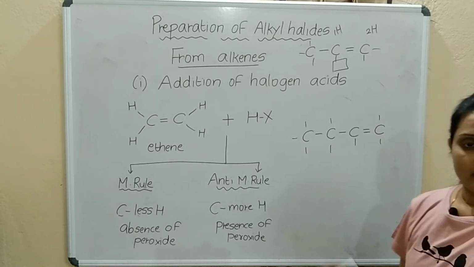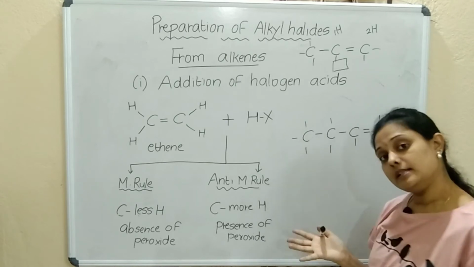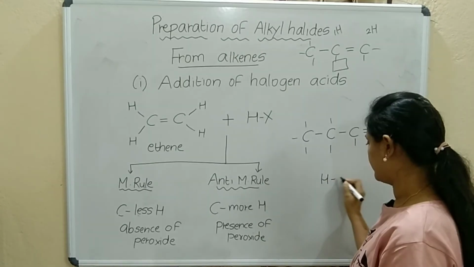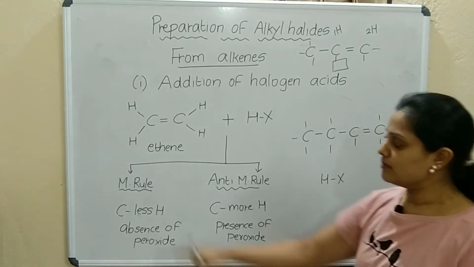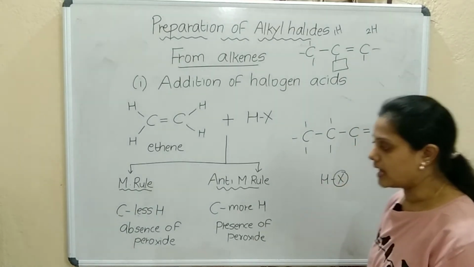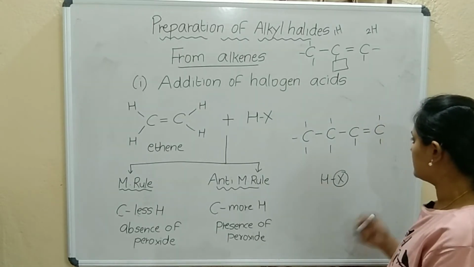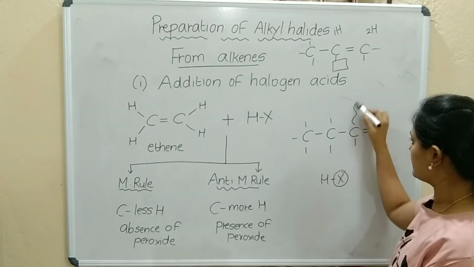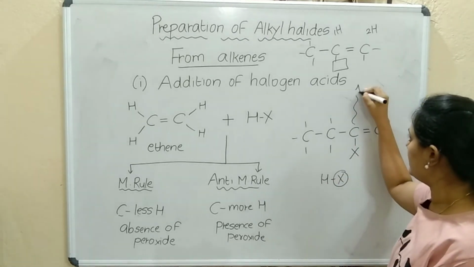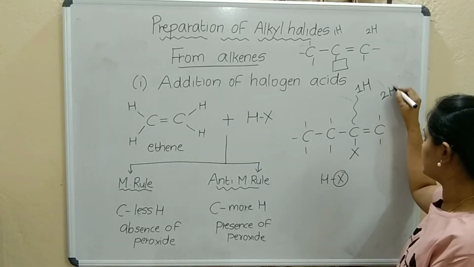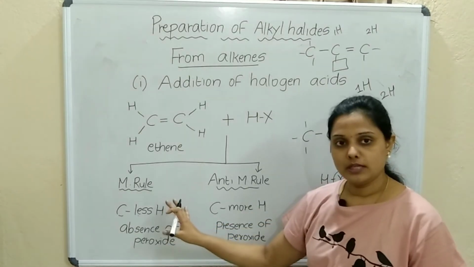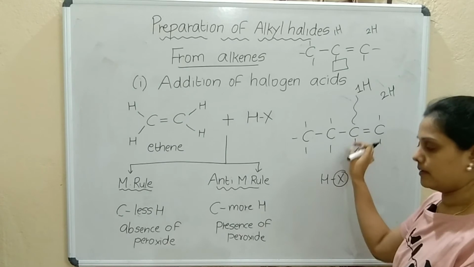What is this compound? Butene. 4 carbons, double bond is there, so it is butene. Okay. Now you have to attach HX. Follow first Markovnikov's rule. So what is it? Negative part, that means X will attach to the carbon having less number of hydrogen. So where will X attach? To this carbon, correct? Because that carbon is having only one hydrogen. This carbon is attached to two hydrogen. Okay. So if we are applying Markovnikov's rule, X will attach to the second carbon.